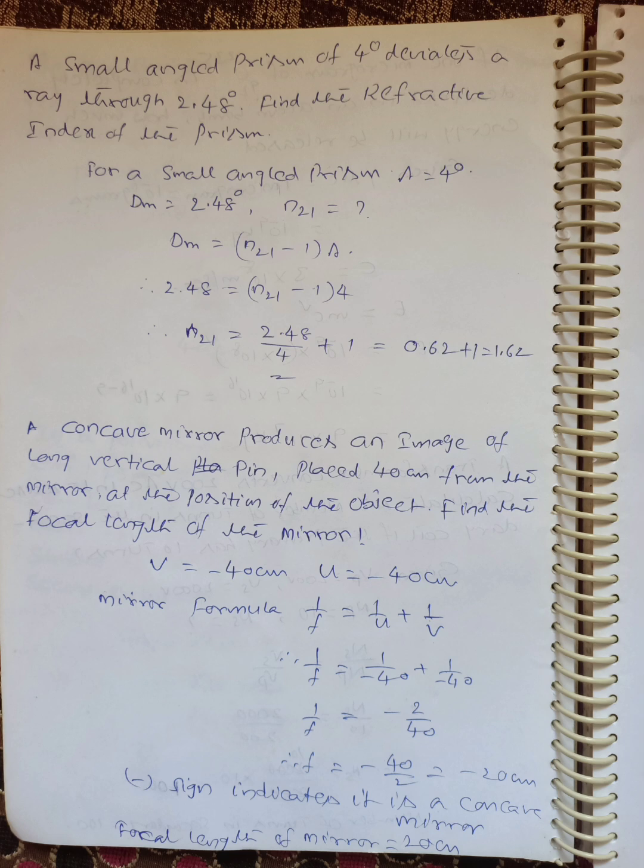A concave mirror produces an image of a long vertical pin placed 40 centimeters from the mirror at the position of the object. Find the focal length of the mirror. According to the mirror formula, 1 by f is equal to 1 by u plus 1 by v. Therefore, object distance and image distance are minus 40 centimeters respectively. On simplifying and substituting these values here, 1 by f is equal to 1 by minus 40 plus 1 by minus 40. F is equal to minus 20 centimeters. Here the minus sign indicates it is a concave mirror. Focal length of concave mirror is equal to 20 centimeters. So let's move on to the next problem.